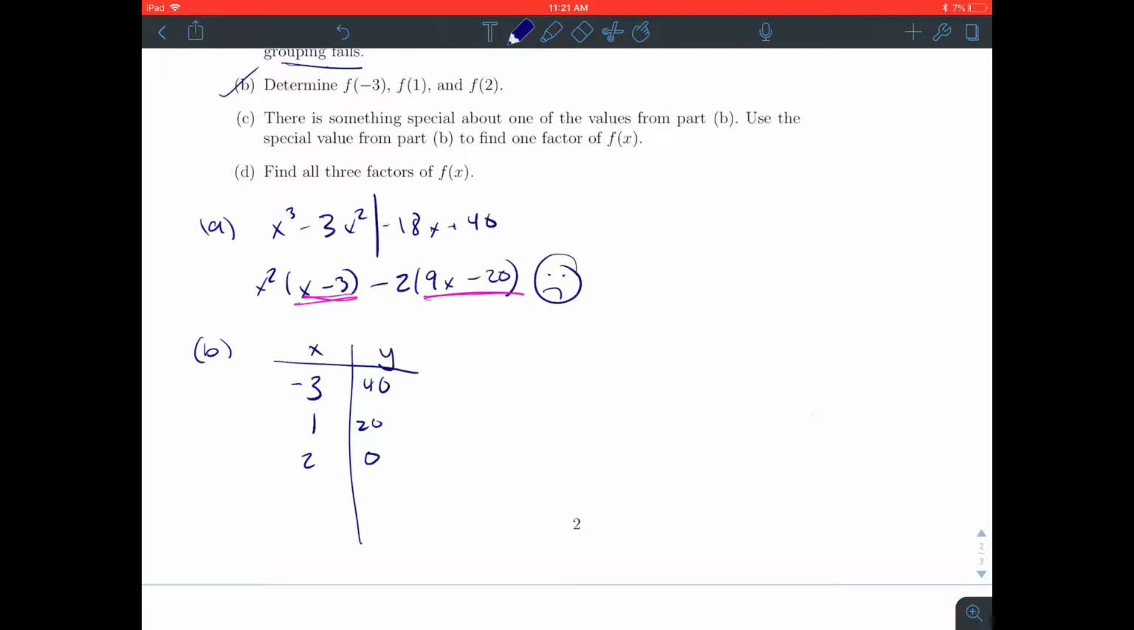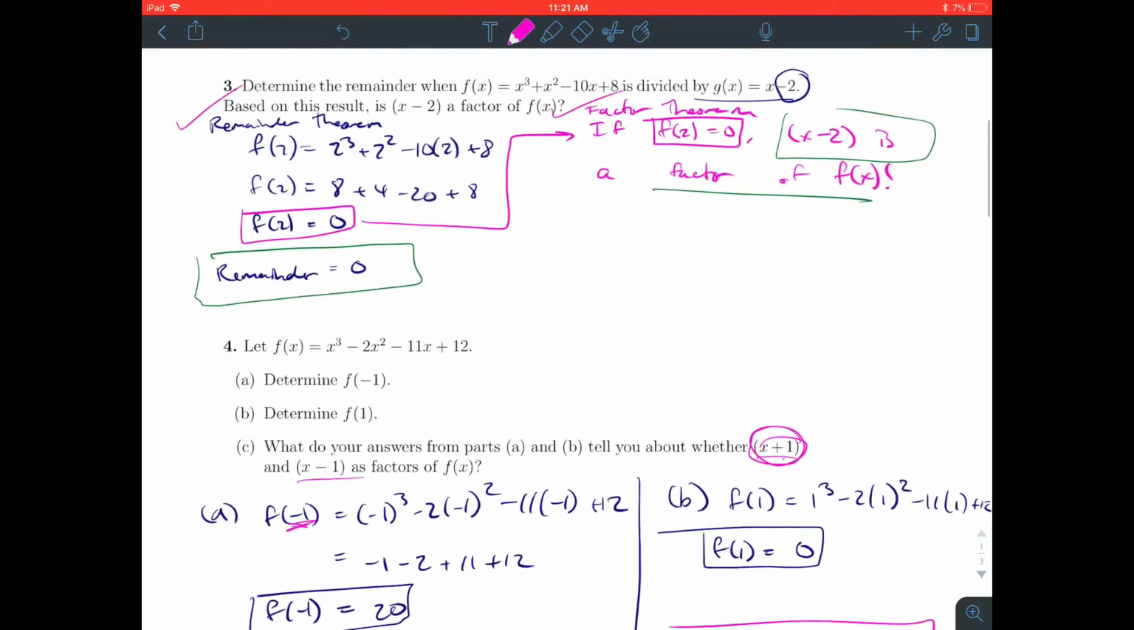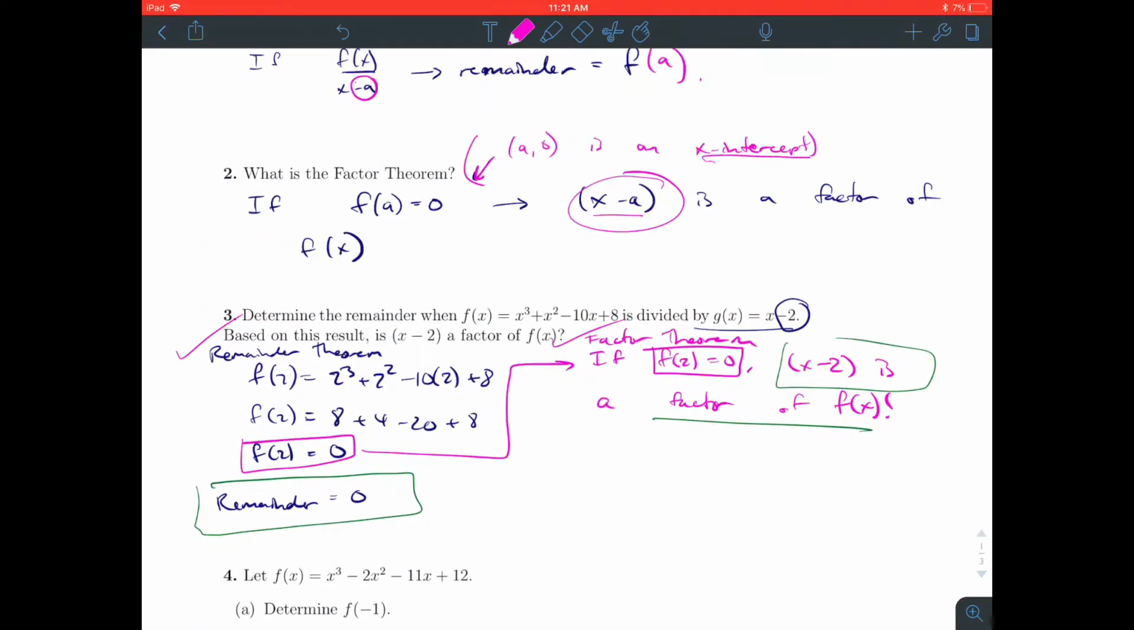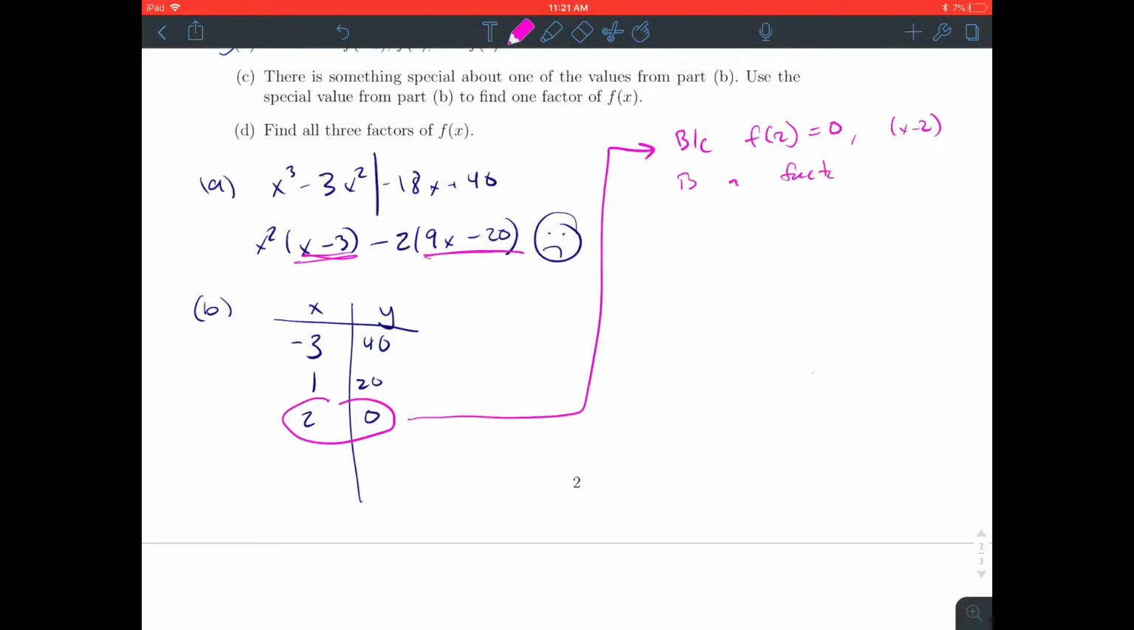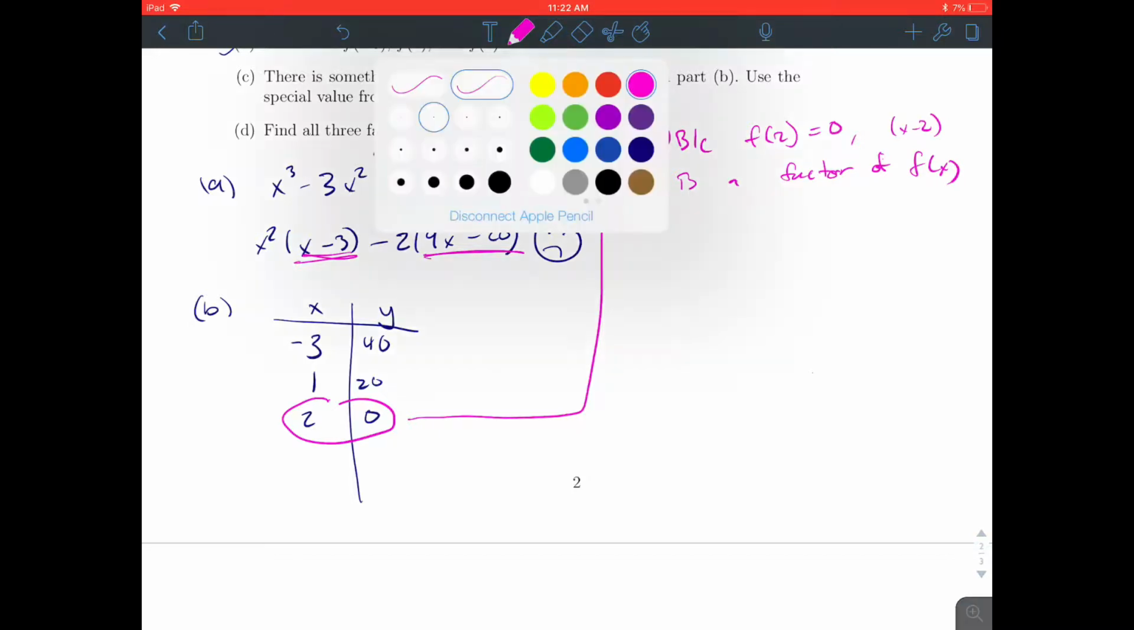So there's something special about one of the values from part B. The whole idea of the factor theorem is that if, when you plug in a value, you get 0, then the opposite, x minus a, is a factor of f of x. So here, if f of 2 equals 0, x minus 2 is a factor of f of x. And so there's this nice idea here, which is once I know one factor, I'm going to be able to find the other 2 factors. So here's how I'm going to do it.